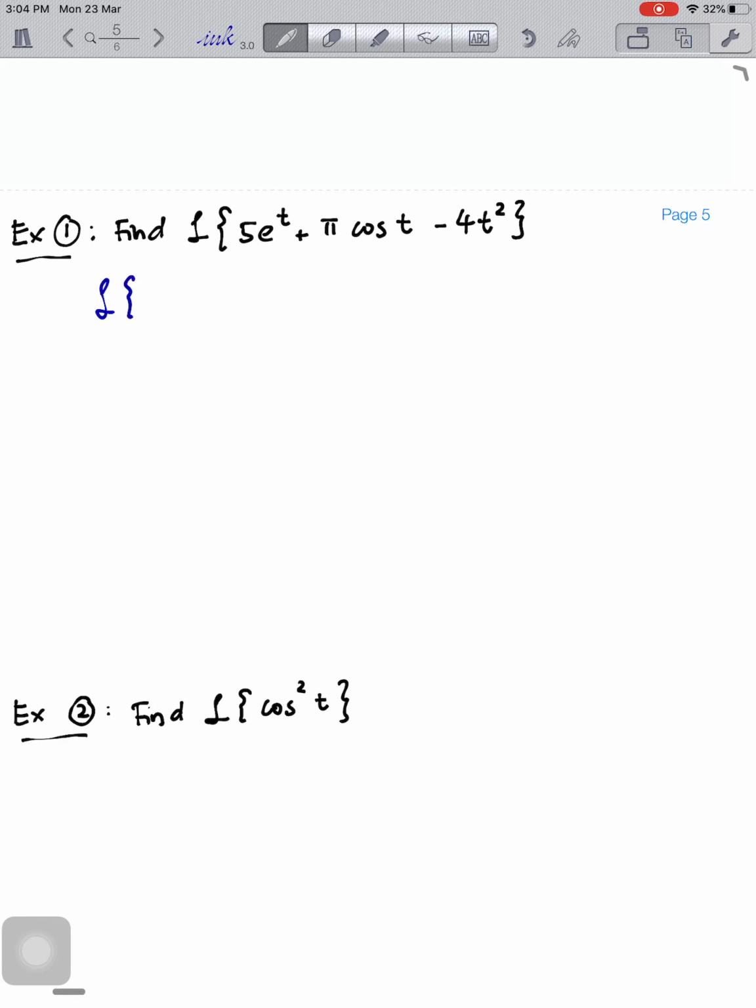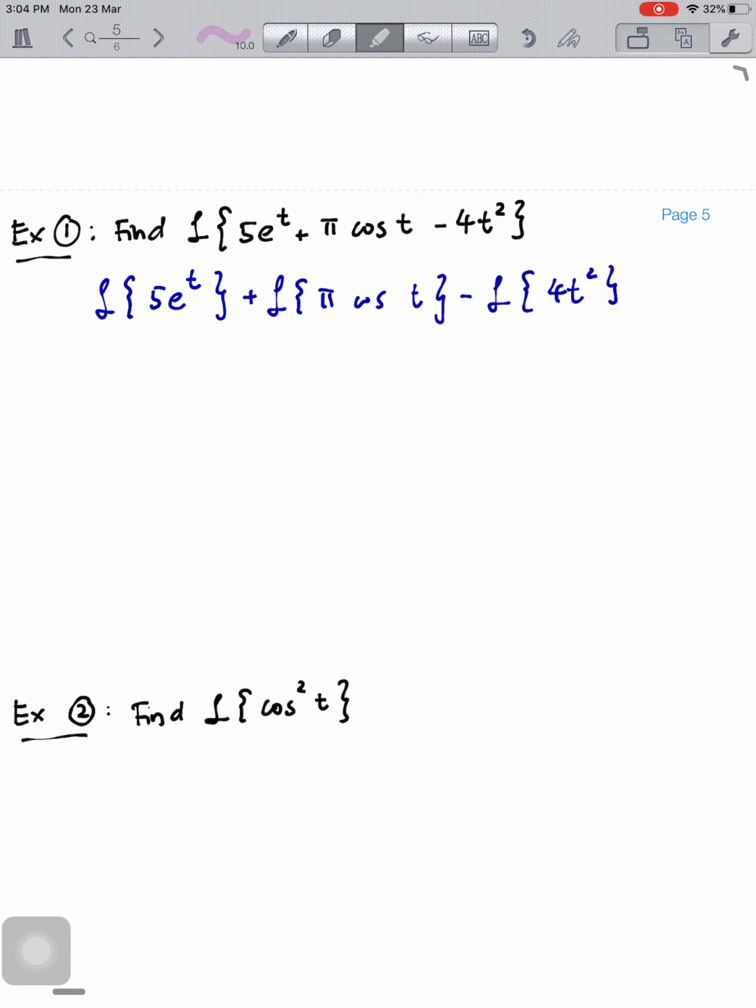I'm going to end up with Laplace of 5 exponential of t, plus Laplace of pi cos of t, and minus Laplace of 4t squared. Again, I would like to stress that this property is only applicable when you have plus or minus. When you have a product, there's no such thing. That doesn't work. It's going to be something else, not the linear property, if it's a product.